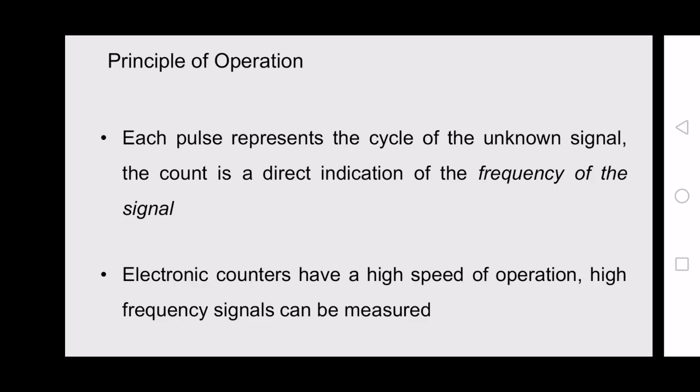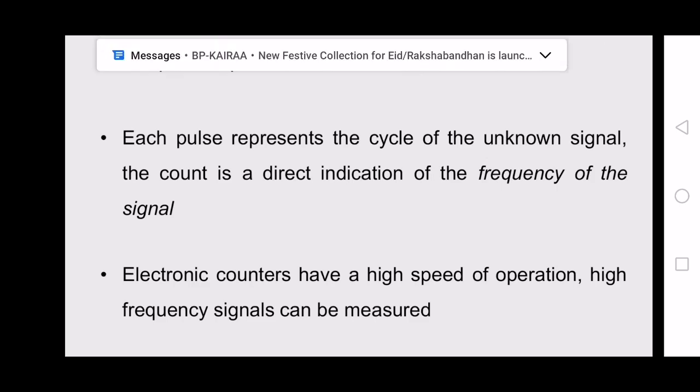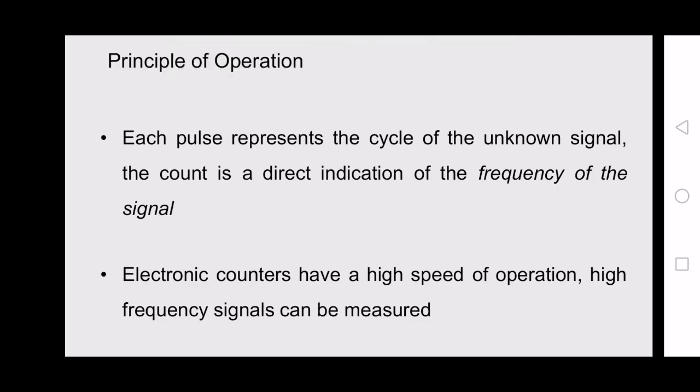So the number of pulses counted during this definite period of time indicates the frequency. Means what we are doing, the signal whose frequency is to be measured is converted into a train of pulses, one pulse per each cycle of the signal.